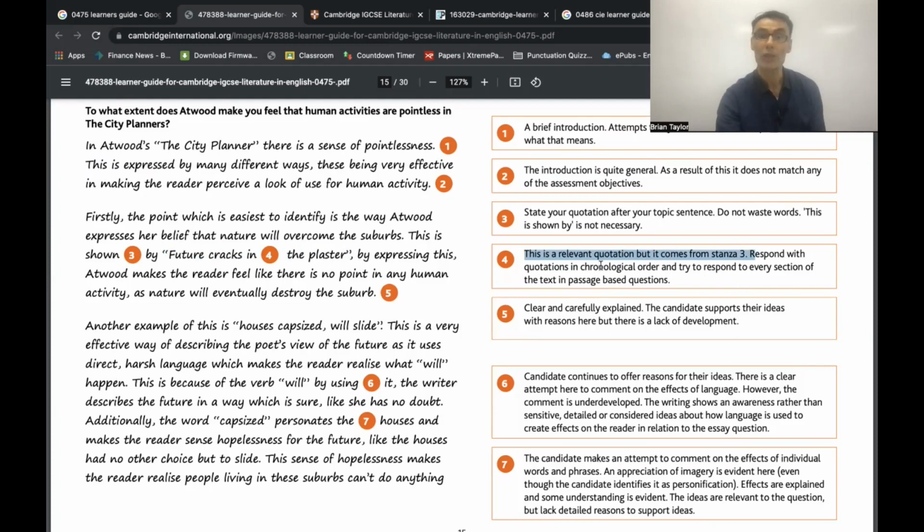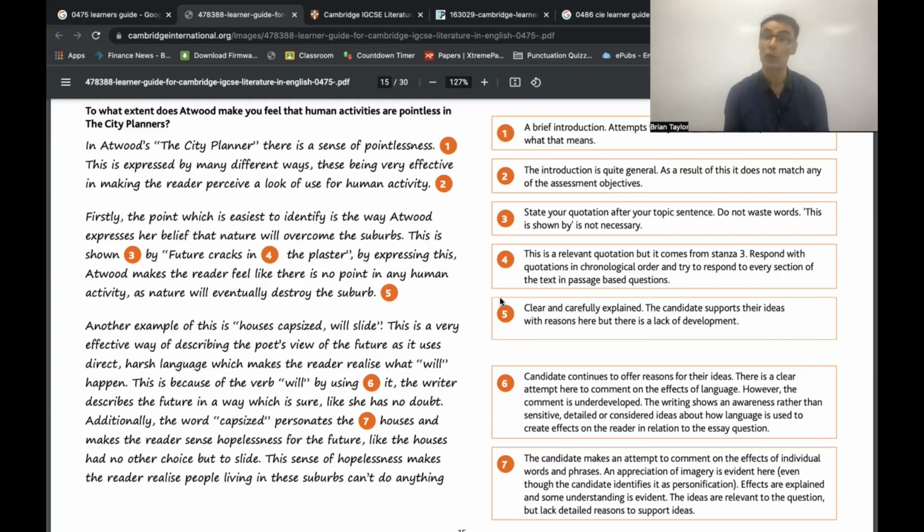Respond with quotations in chronological order. And that's pretty good advice. You know, they're telling you to work through the poem chronologically and try to respond to every section of the text in passage-based questions. So if you've taken an extract question for drama or prose, try and respond to everything that's in there. And then they say something about the quotation: it's clearly and carefully explained. The candidate supports their ideas with reason, but there is a lack of development.